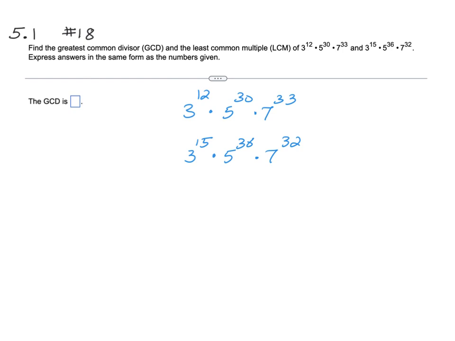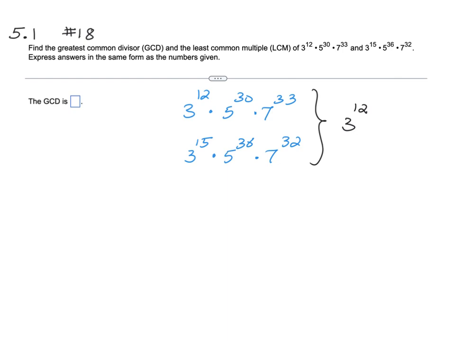So I'll first construct the greatest common divisor. From here, you have to have a 3, but I'm going to choose the smaller exponent, which is the power of 12. The reason is the number that we're going to put over here, we want it to divide both this number and this one. 3 to the 12 divides 3 to the 12, and 3 to the 12 divides 3 to the 15. If you put a 15 here, 3 to the 15 would not divide 3 to the 12. This is why we go with the smaller of the two when looking at the greatest common divisor.